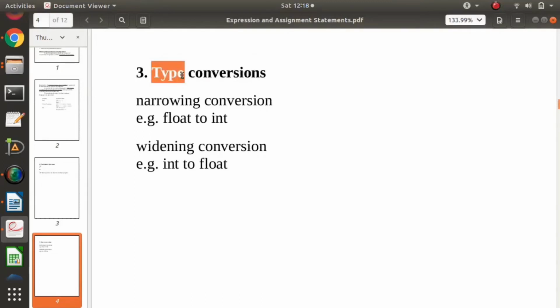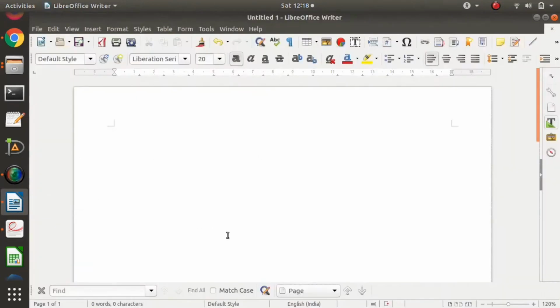So all variables in programming languages have some type. That's a data type. And conversion means we are converting from one data type to another data type. So that is a conversion. A simple example that I will give.